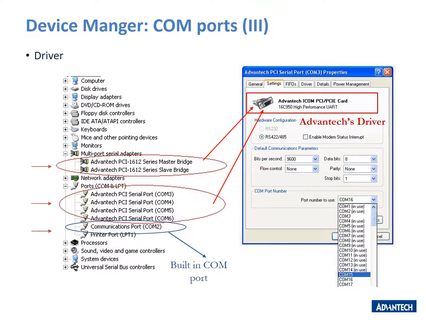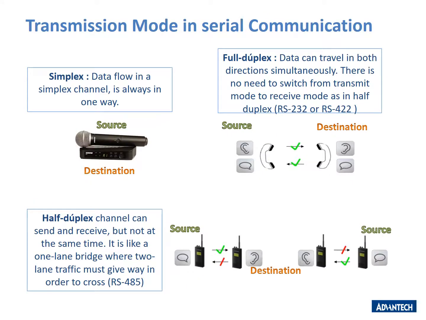There are 3 transmission modes in computer networks. In simplex channel the data flows always in one way. It is not often used because it is not possible to send back error or control signals to the transmit end. The examples of simplex are broadcasting or radio.